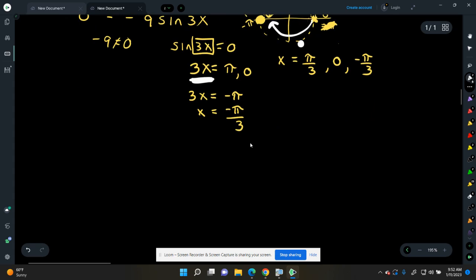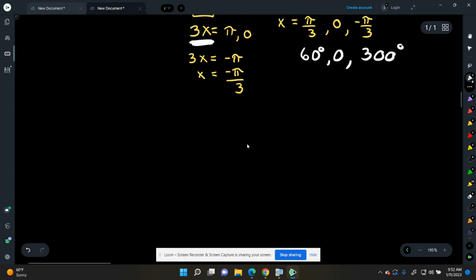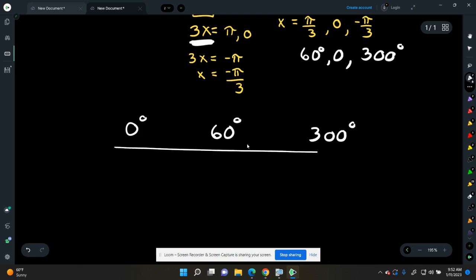Okay, so now let's change these to degrees because it's easier. We think better in degrees, right? Pi over 3 is 60 degrees. Negative pi over 3 is 300 degrees. Okay, so let's go ahead and put that in there. Let's say 0, 60, 300. This is a tough one because of the trig.